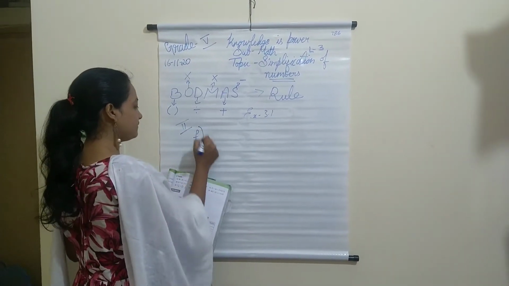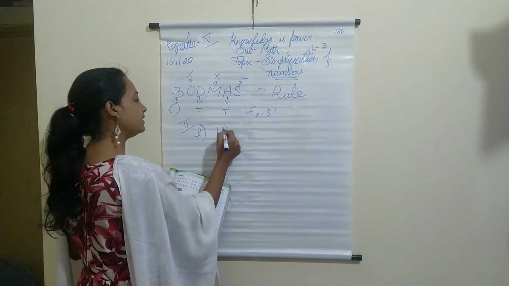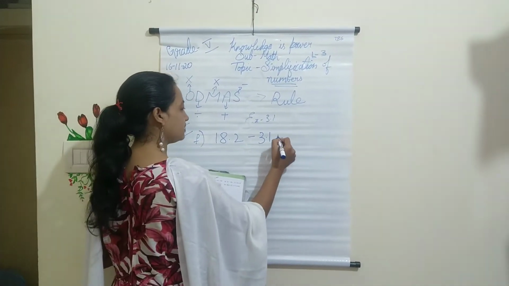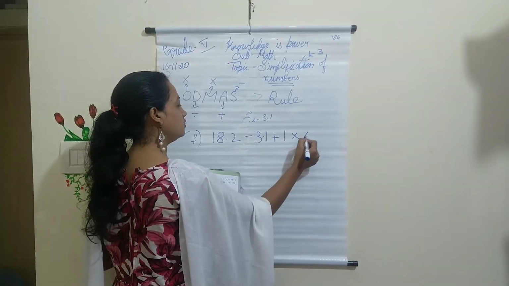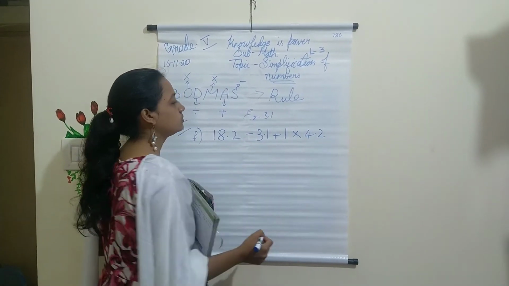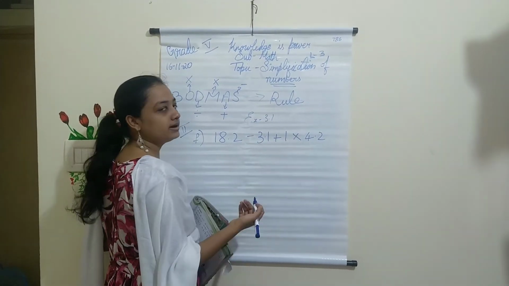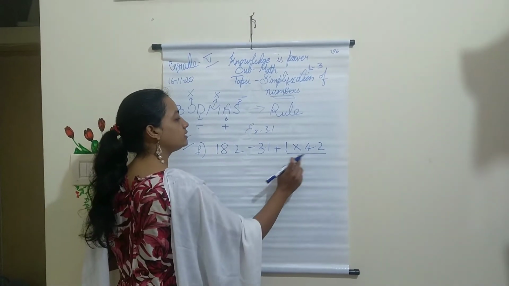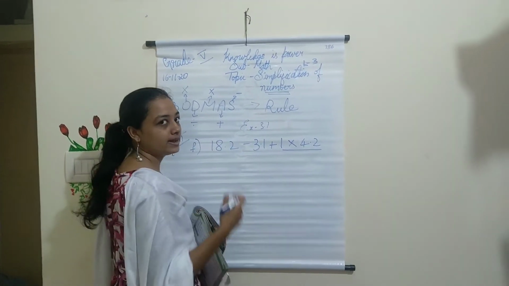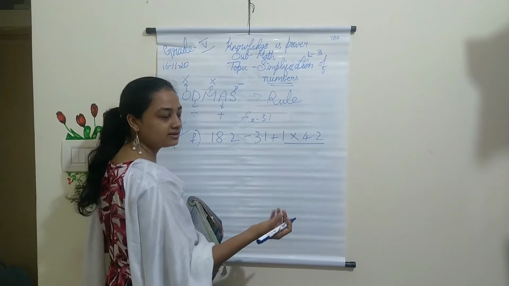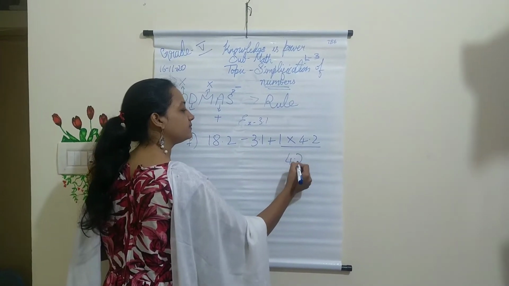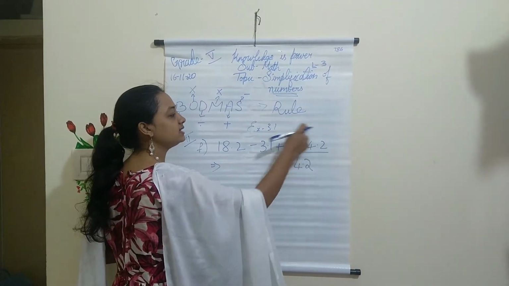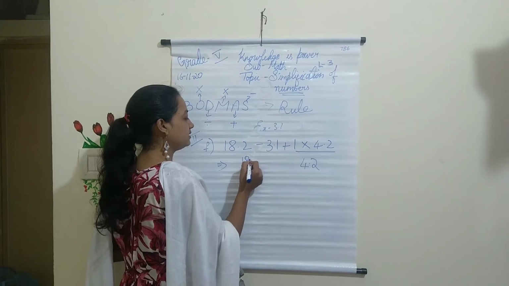So I take F, which is a decimal number, 18.2 minus 3.1 plus 1 into 4.2. So in all the symbols I should start from multiplication. Now what is 1 into 4.2? Anything multiplied by 1 gives you the same number. So I got the answer 4.2 for this. Now write the other numbers as they are.